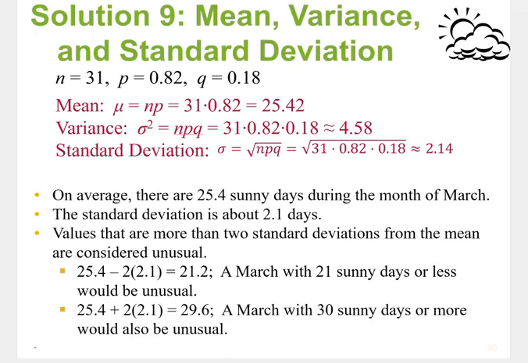68%. All right, so if you want to find those values that are unusual, you're just going to take that mean and subtract the 2 standard deviations, which would give you 21.1. So a March with 21 sunny days or less would be unusual. And then the high end would be the mean plus the 2 standard deviations, which gave you 29.6. So a March with 30 sunny days or more would be unusual, right? Where you didn't have any cloudy days at all, or maybe just one day that was cloudy.